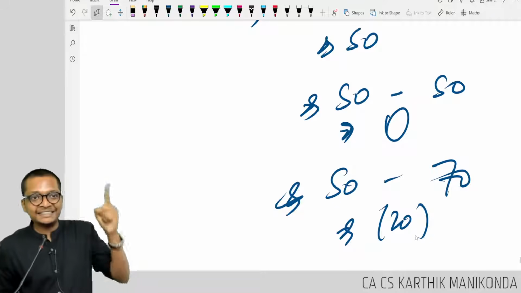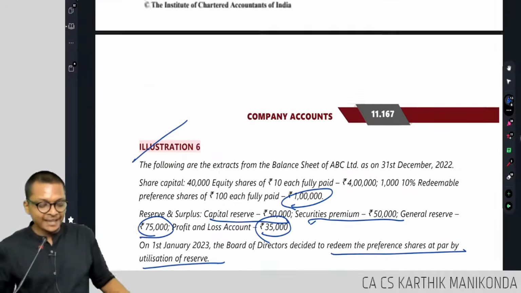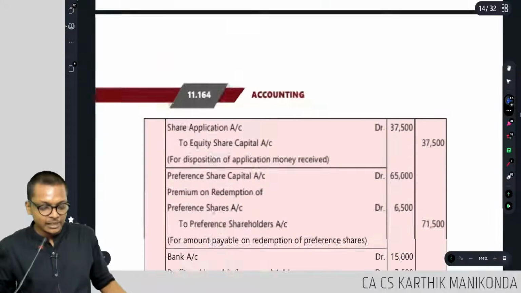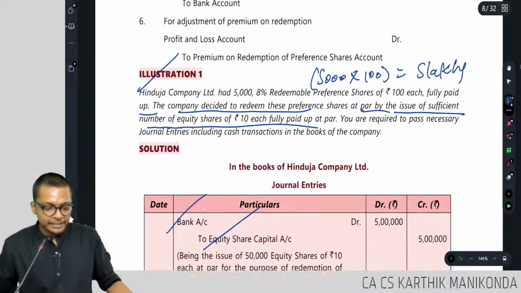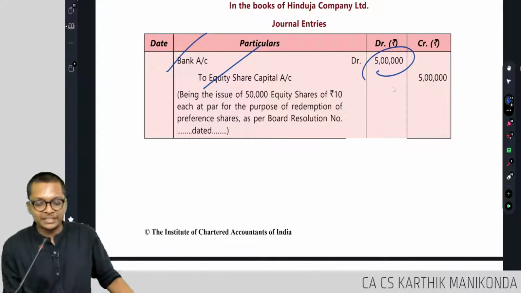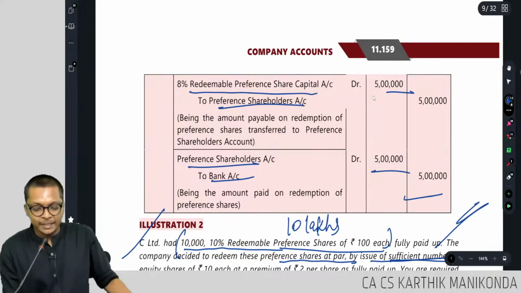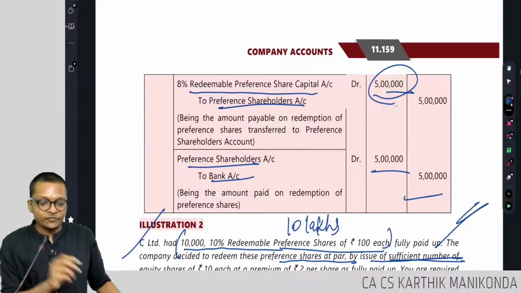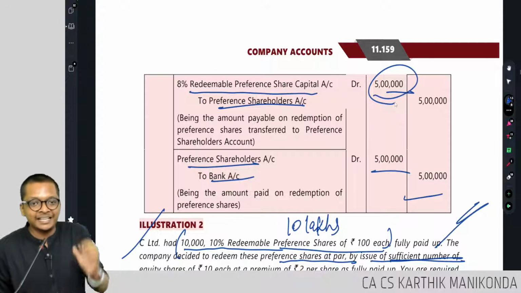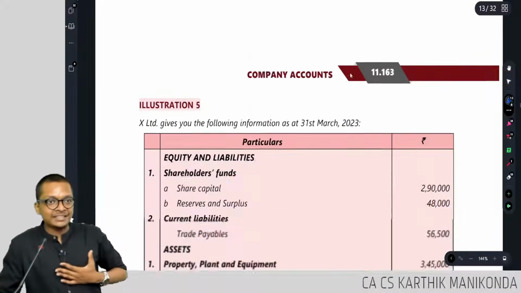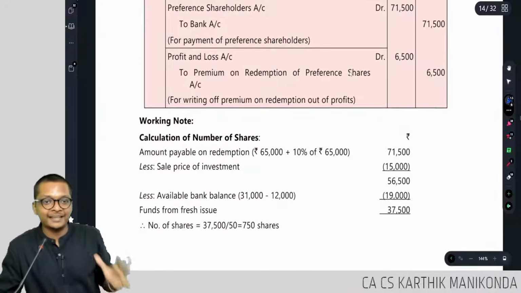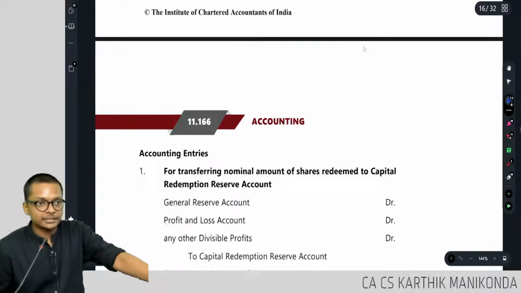That's why in illustrations 1, 2, 3, if we go back and see, for example, in illustration 1, fresh issue is 5 lakhs, redemption is 5 lakhs. So 5 lakhs minus 5 lakhs, how much for CRR? 0. Formula is enough for exam. But are you understanding the logic behind the formula, Vinayak? Okay. Yes.